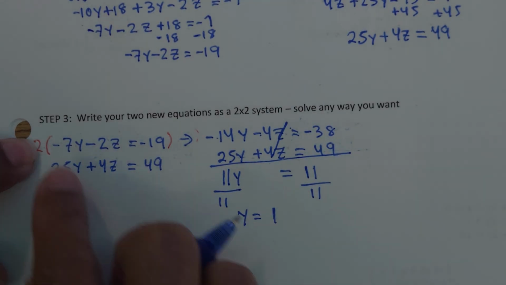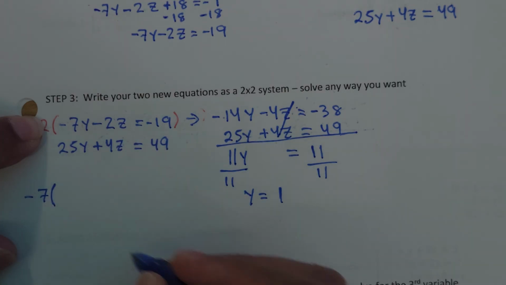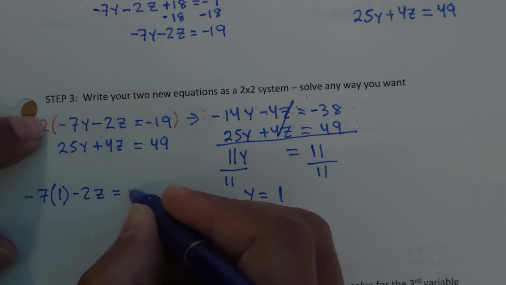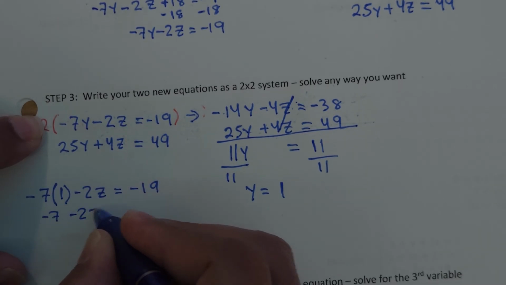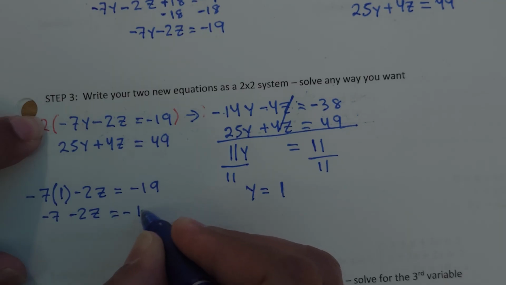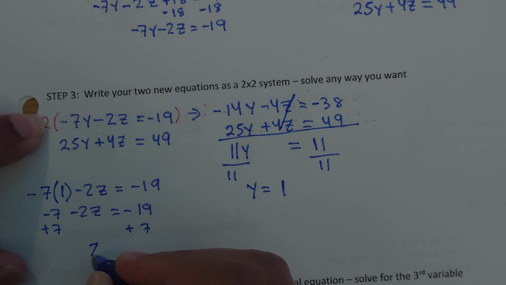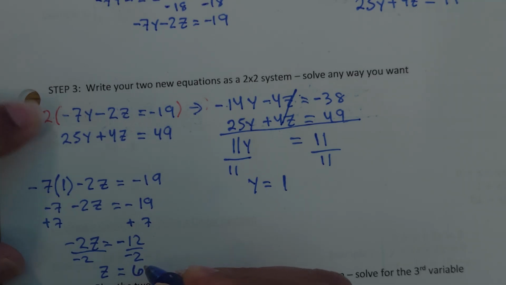From here we can go to the first equation here. So we have negative 7, and instead of y, substitute for y. Y is 1, right? Minus 2z equals negative 19. Well, negative 7 times 1 is negative 7, minus 2z equals negative 19. Let's add the 7 to both sides of the equation. So then we have negative 2z equals, let's see, that's negative 12. Then divide by negative 2. So then the z coordinate is positive 6.